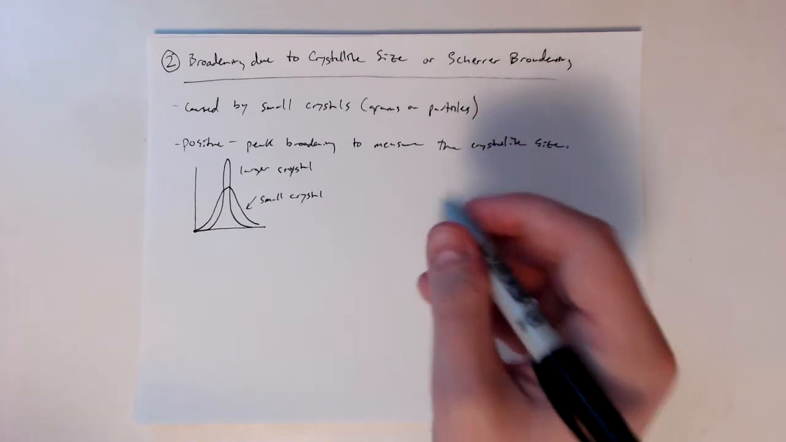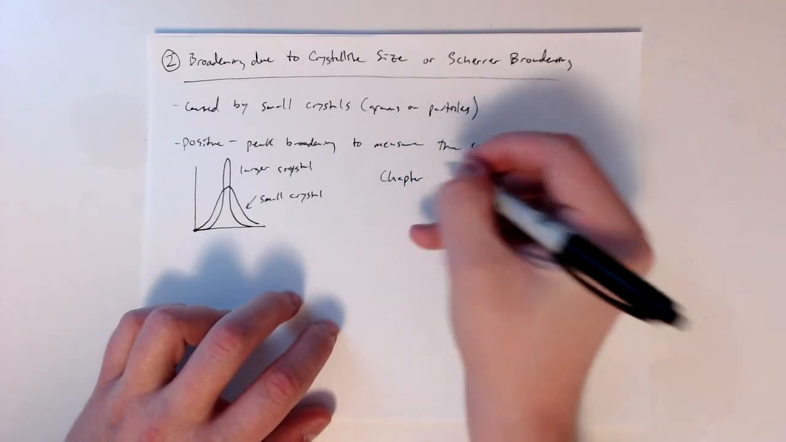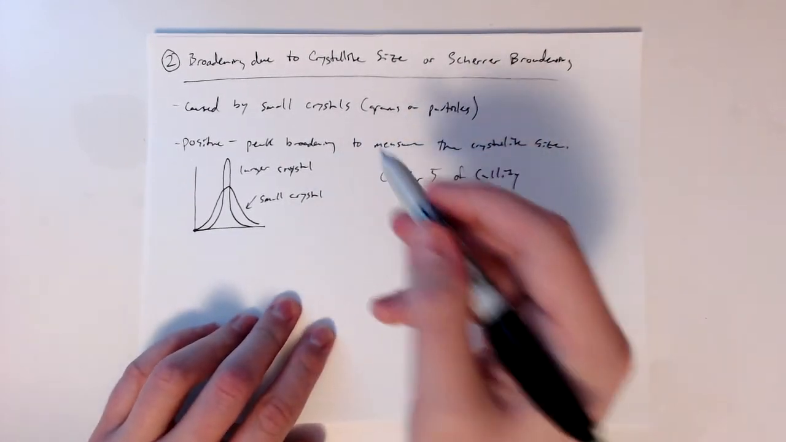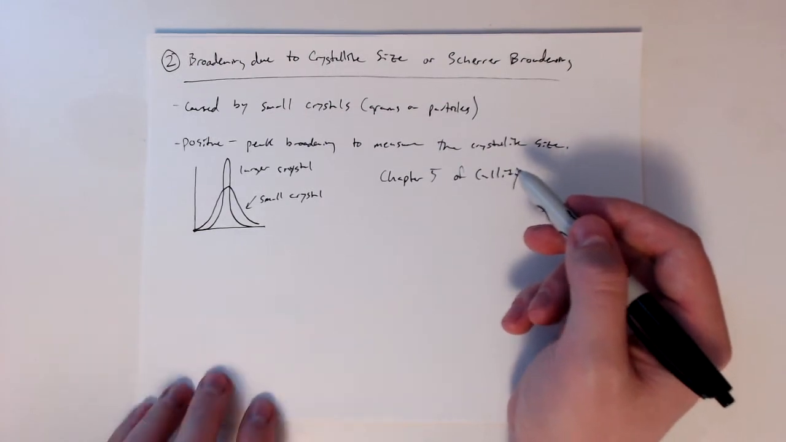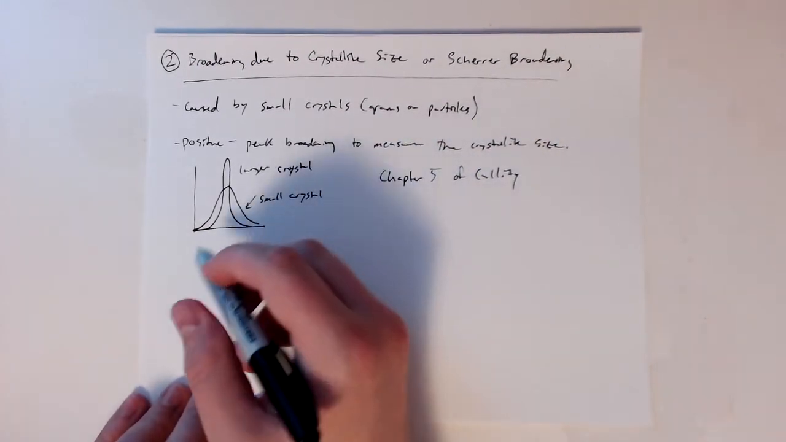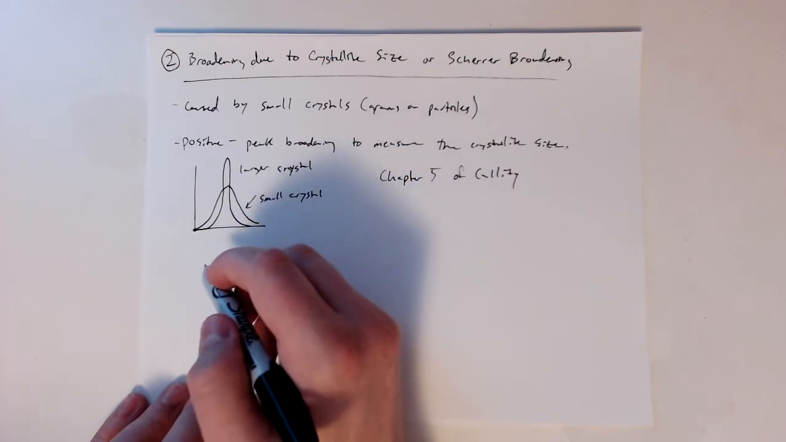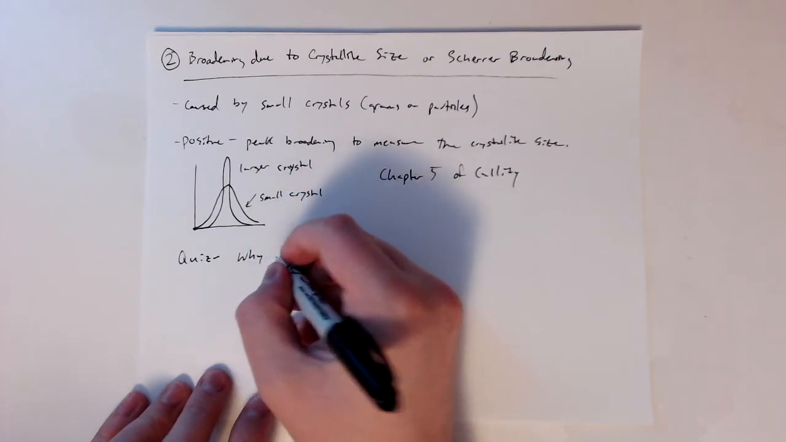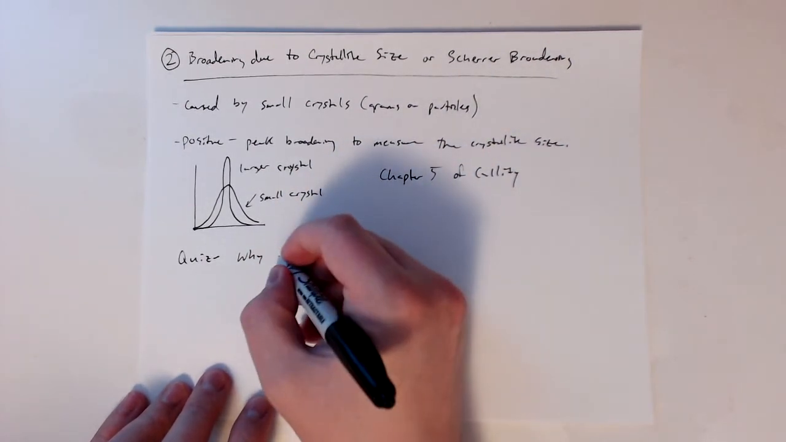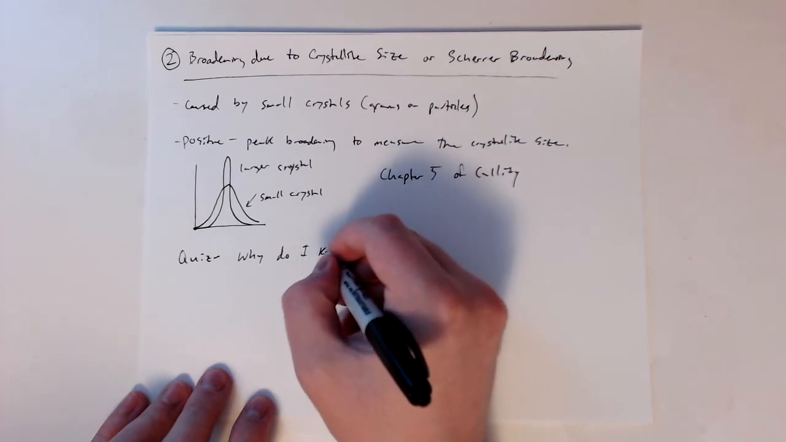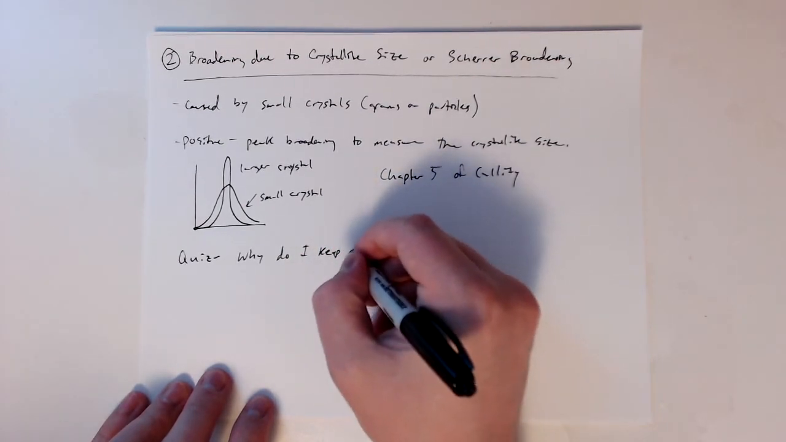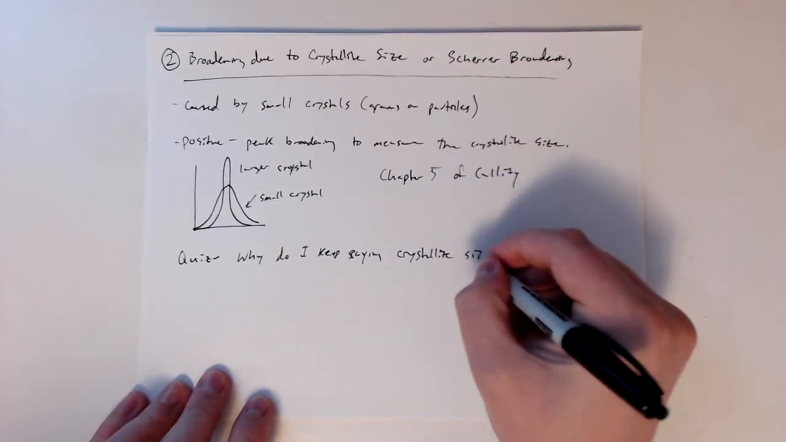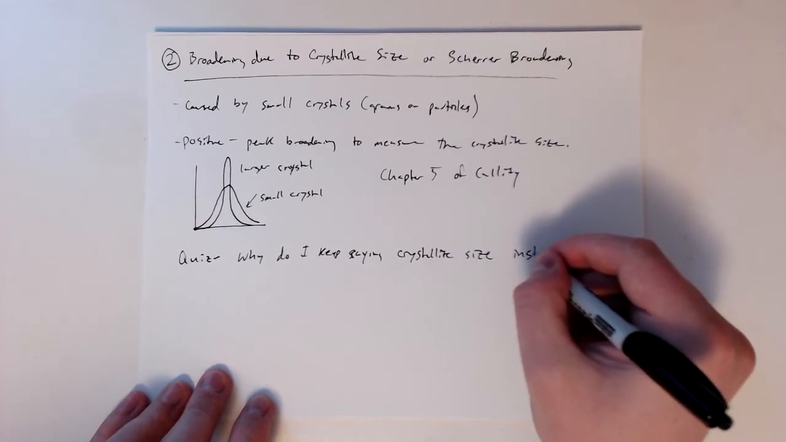And there's more information about this if you're interested. We're not going to go into extreme detail here, but it's in Chapter 5 of the textbook if you're more interested in how this crystallite size phenomenon occurs. But the one thing I do want you to think about, and this is going to be on your quiz, so this is a quiz question, is why do I keep saying crystallite size? I've made a point to say crystallite size instead of just calling it particle size.